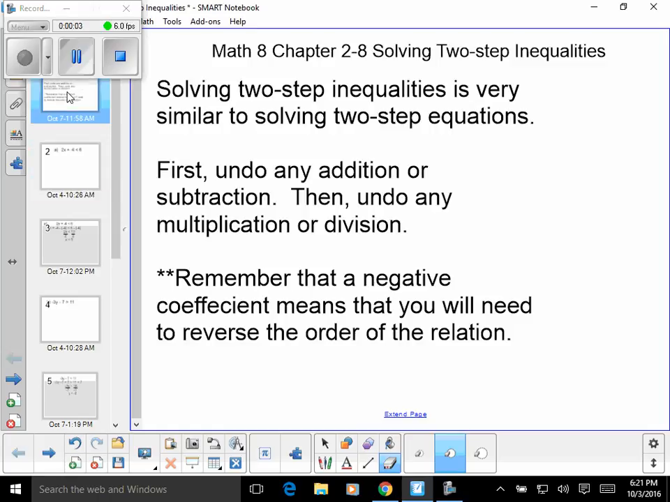All right, class, this is the last lesson in Chapter 2, Chapter 2-8, solving two-step inequalities. Solving two-step inequalities is very similar to solving two-step equations. First, you must undo any addition or subtraction, then undo any multiplication or division. But you need to remember that if you have a negative coefficient, you will need to reverse the order of the relation. That's from lesson 2-7b.